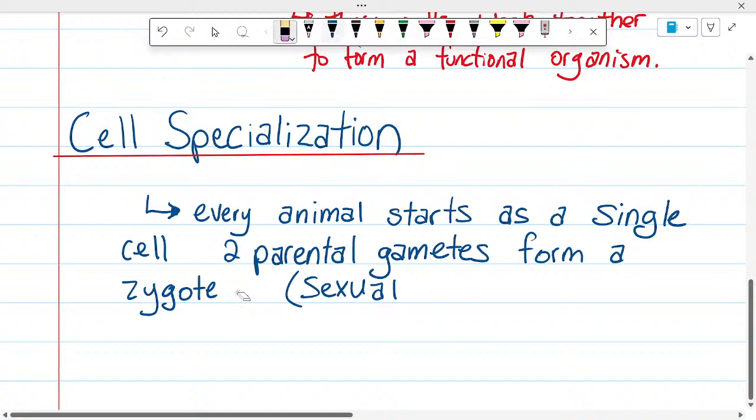Why did I put that in brackets when what I wanted to put in brackets was sexual reproduction? I'll tell you why. Amateur hour.